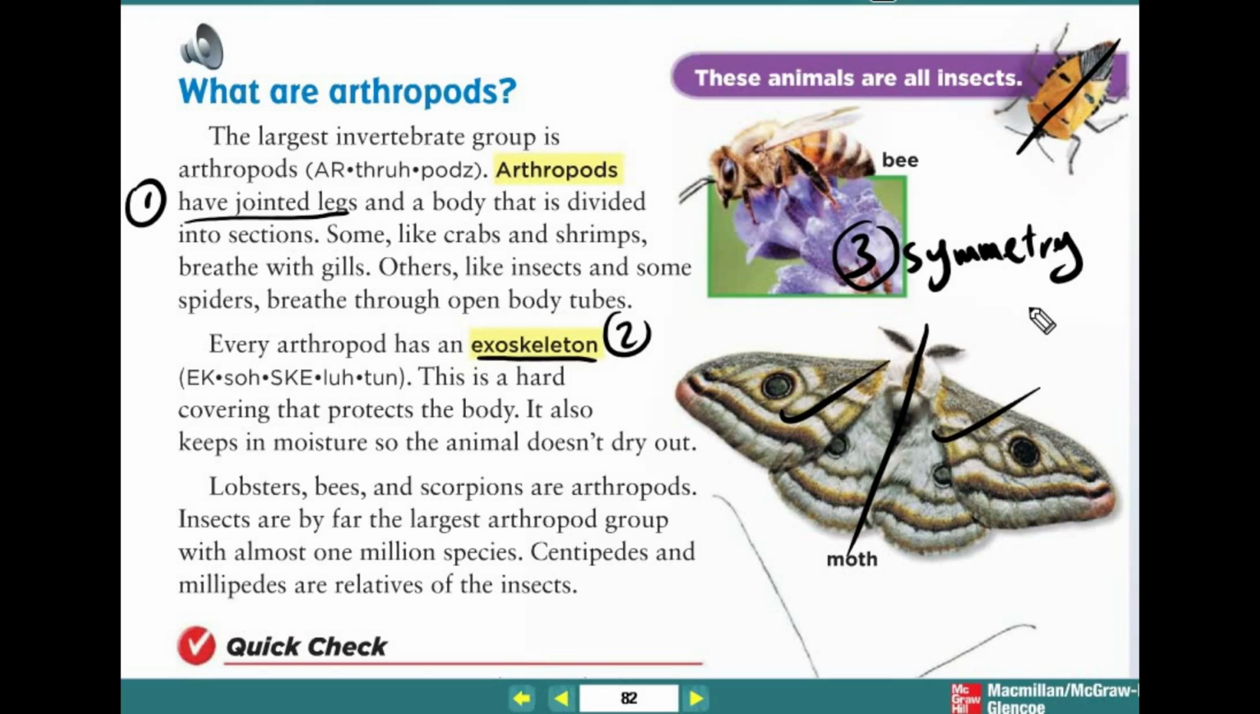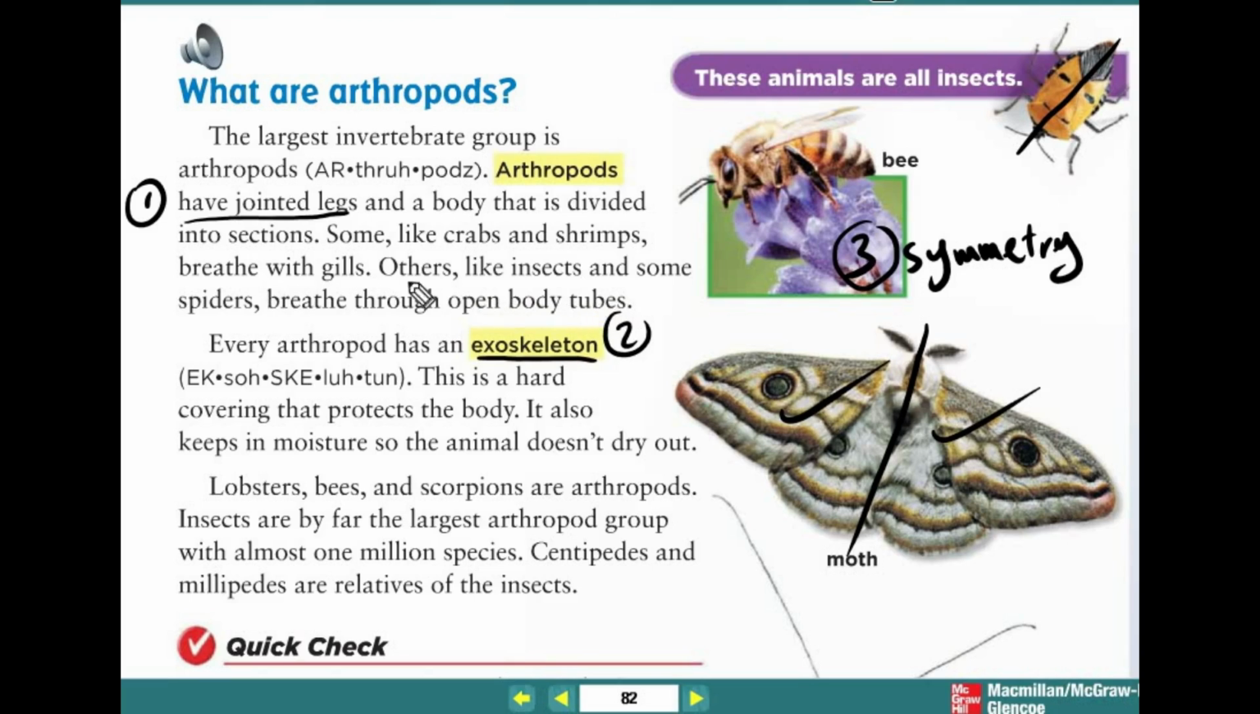What about breathing? Of course, they are different in breathing. If you look at insects or another kind like spiders, for example, you can see that they can breathe by tubes in their body.